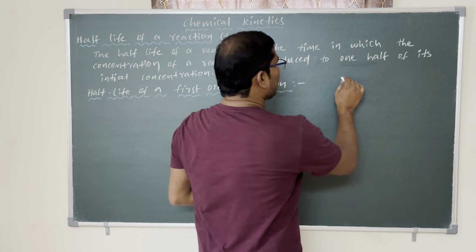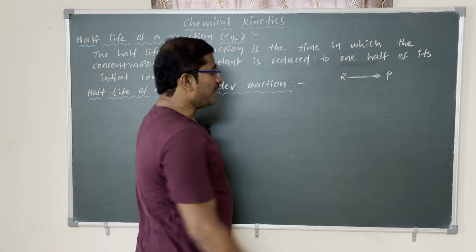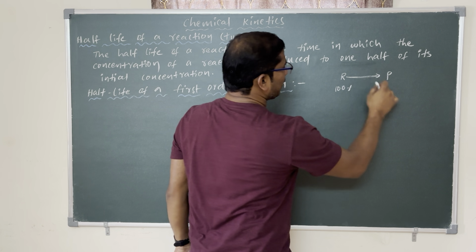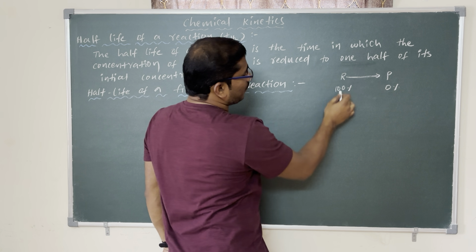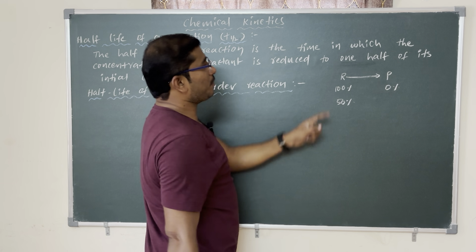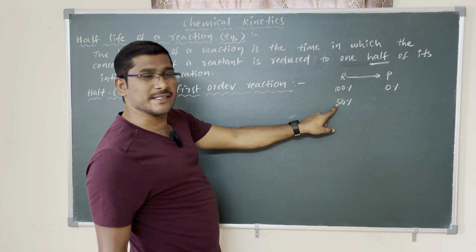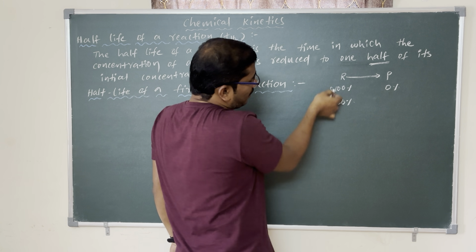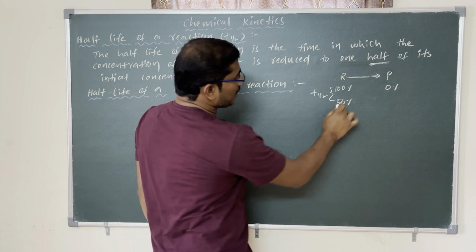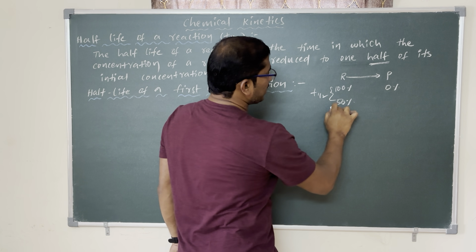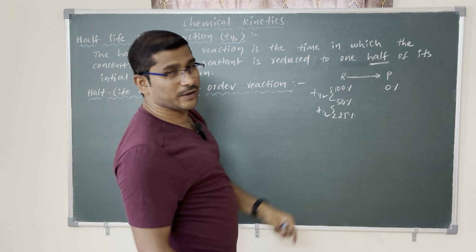That means, for example, in a chemical reaction the reactants will be converted into products. Initially 100% reactants are there and 0% products. To convert 100% of reactants to exactly 50%, because half of 100 is 50%, the time taken for this change from 100% to 50% is considered as T half. Similarly, 50% to 25% will be considered as another T half. This is called the half-life of a reaction.